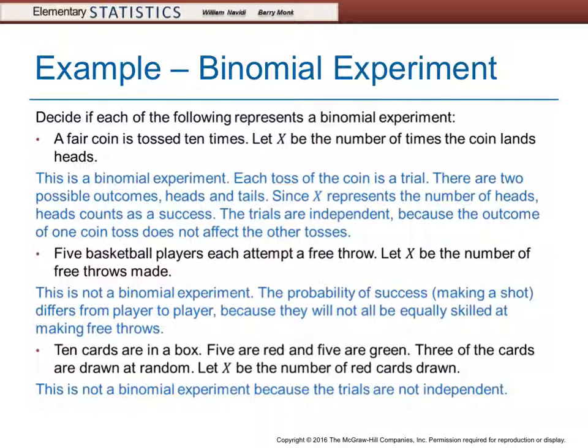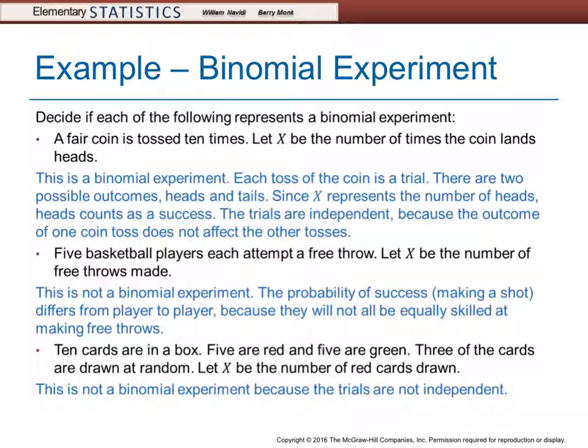So here are some examples. Decide if each of the following represents a binomial experiment. A fair coin is tossed 10 times. Let X be the number of times the coin lands on heads. This is a binomial experiment.